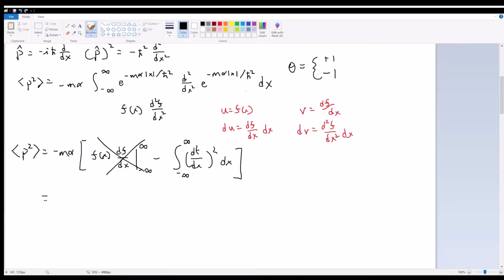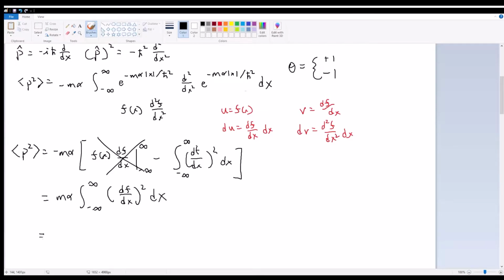What we have left is m alpha times the integral from negative infinity to positive infinity of the first derivative, df by dx, squared, multiplied by dx. This is significantly easier to do than taking the second derivative, so we can work from here. And to resolve the magnitudes, we can split this into two integrals.